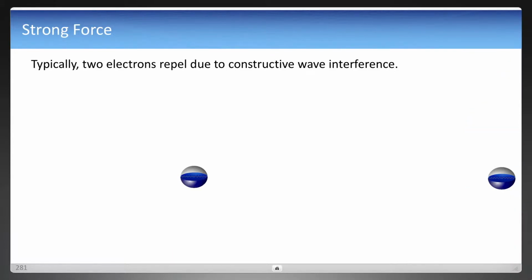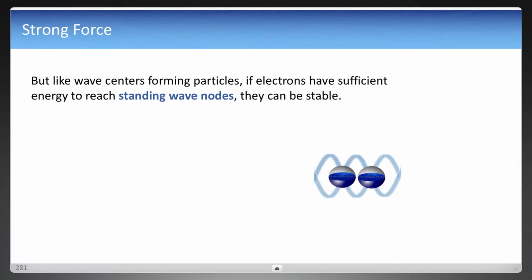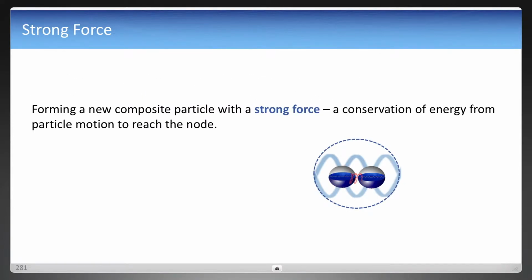Next, the strong force. Now, two electrons are normally repelled due to constructive wave interference, but if they have enough energy, just like particles, because wave centers create particles by forming at standing wave nodes, the same thing can happen for particles. They can appear as standing wave nodes, but it takes a tremendous amount of energy for a particle like the electron to get there. But when it does, it can be stable. And it transfers that energy, now has an increased amplitude in that transverse wave, which we know as a gluon.